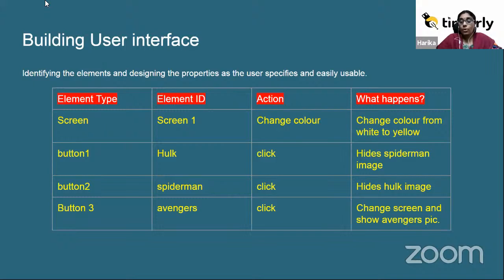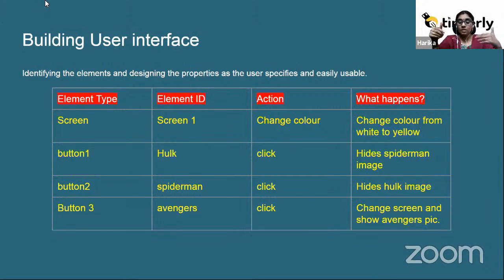What do I want to do? I want to change the color, from white to yellow. So if I want my background to be yellow, the white background of screen 1 will be changed into yellow. Second, I have added 3 different buttons: button 1, button 2, button 3. Button 1's element ID I'll change to Hulk, button 2's to Spider-Man, and button 3's to Avengers.